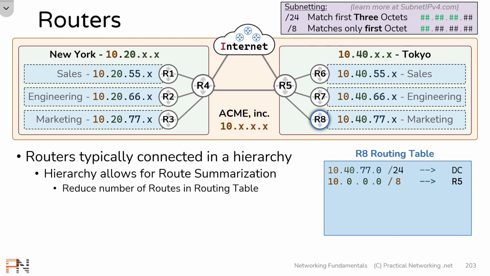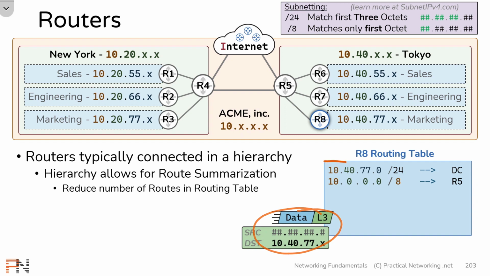But there's something I have to draw your attention to. What happens if this packet shows up on router 8? Well, this /8 route says we're only going to match on the first octet for a value of 10, which this packet does indeed match. And this /24 route says we're going to match on the first 3 octets of 10.40.77, which this packet also matches. So you see this particular packet happens to match both of those routes.